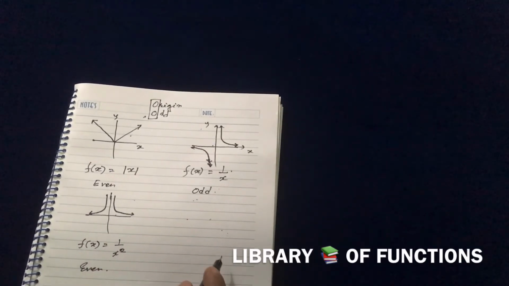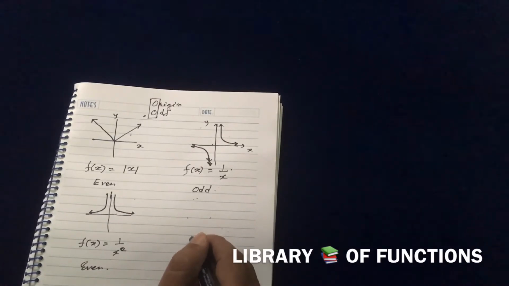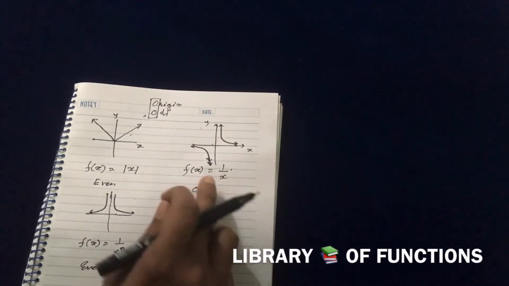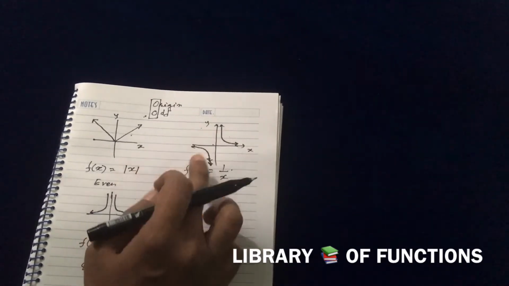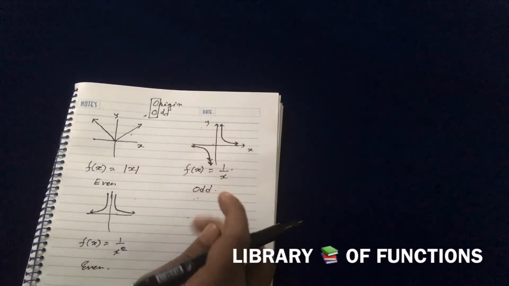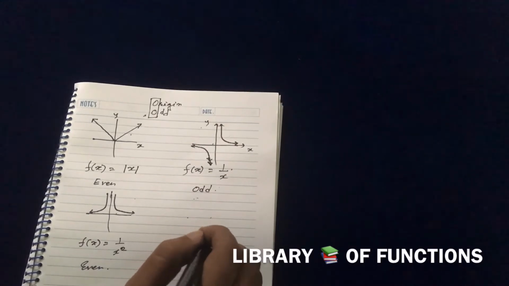Then is there any other thing? We can actually draw minus 1 by x also. Then this one will interchange. This will come here and this will go there. If I draw minus 1 by x, then there are some other functions.